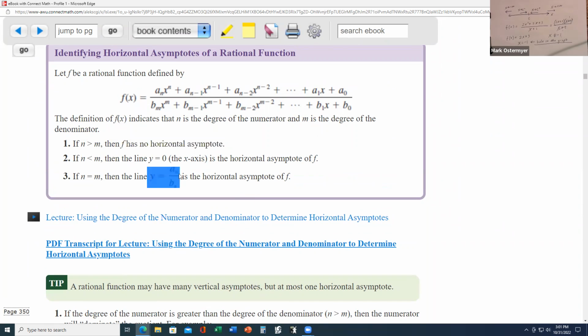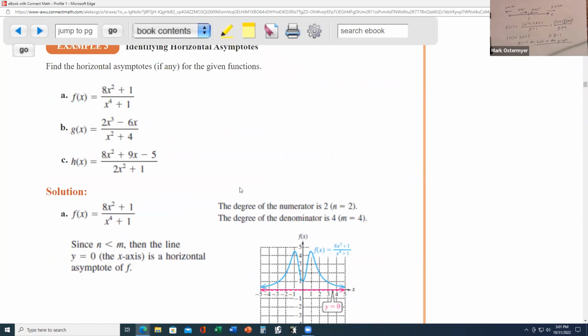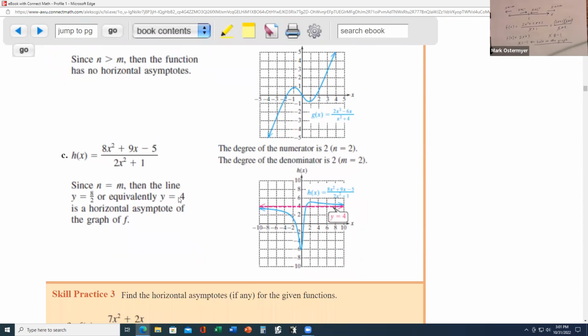It's going to be this case right here. So therefore, the equation of the horizontal asymptote for the function in C is going to be y equals 8 divided by 2, or y is equal to 4. So the horizontal line y equals 4 is a horizontal asymptote to the graph of h of x.